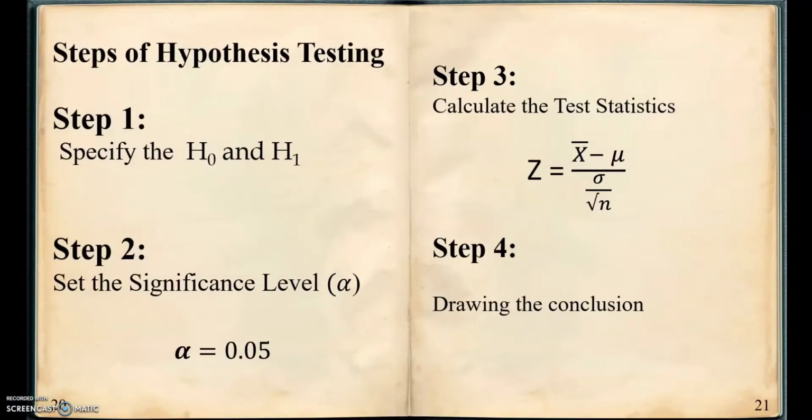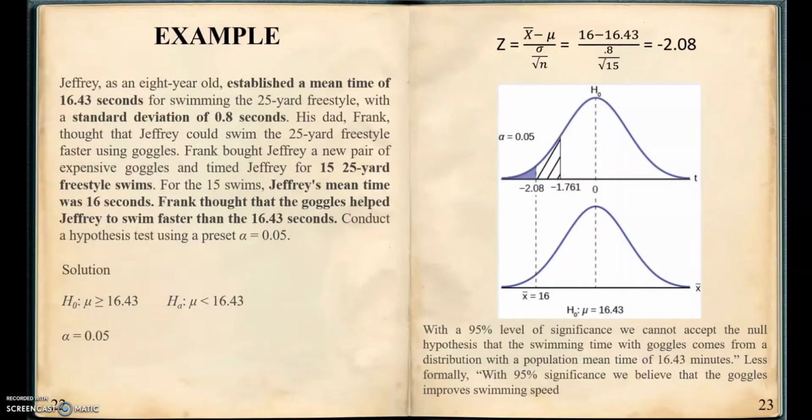Next are the steps of hypothesis testing. Step 1. Specify the null and alternative hypothesis. Step 2. Set the significance level. Step 3. Calculate the test statistic. And lastly, Step 4. Draw the conclusion. For better understanding about this topic, let's have an example.